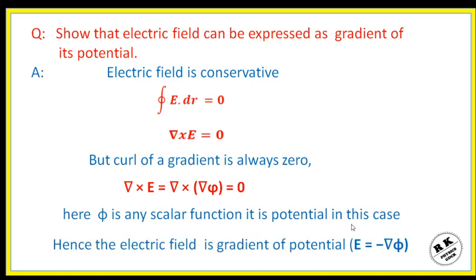Hence, we can say that the electric field can be expressed as gradient of potential. Actually, it is negative gradient. Here I have shown it should be negative gradient. When this question is asked as a link question to the present topic, it can be proved like this. If it is asked independently, the proof may be different, which we will see in the next tutorial.